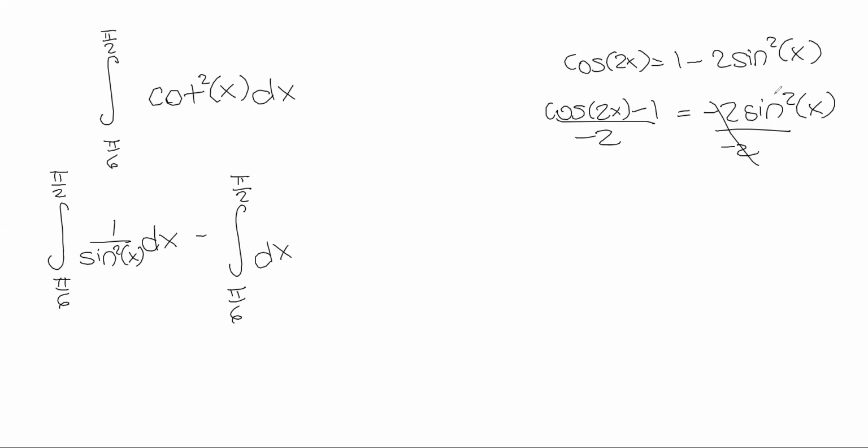And now on the right, we have sine squared of x. We really want it to be 1 over sine squared of x. We want to take the reciprocal. So let's go ahead and take the reciprocal of both sides. All right, so we would have a cosine of 2x on the bottom.